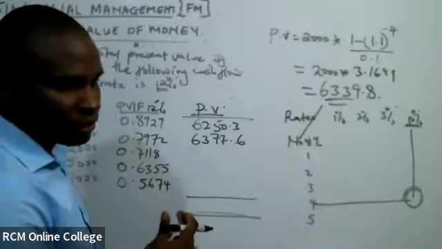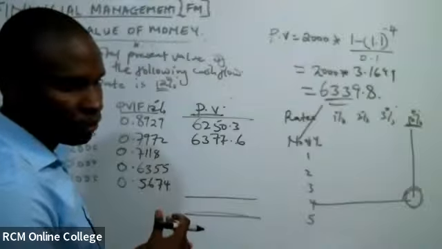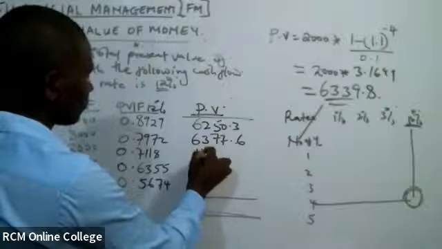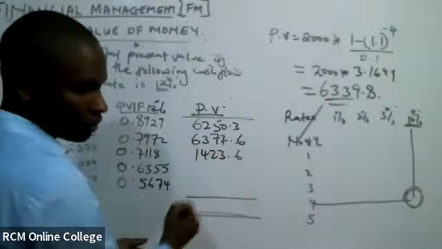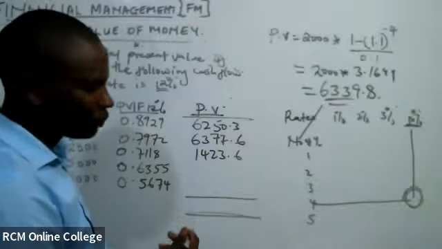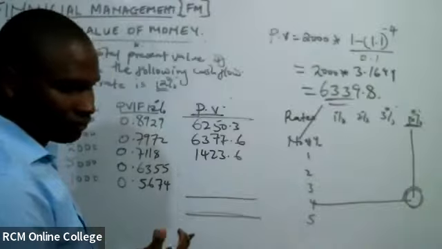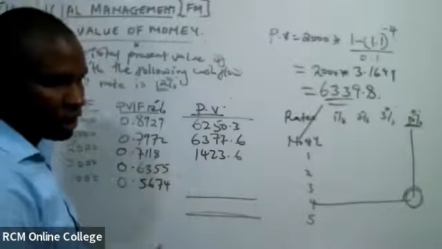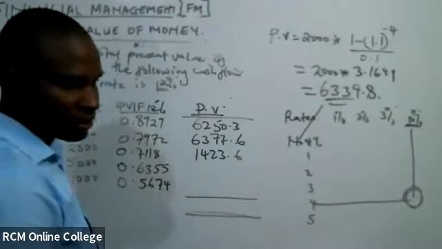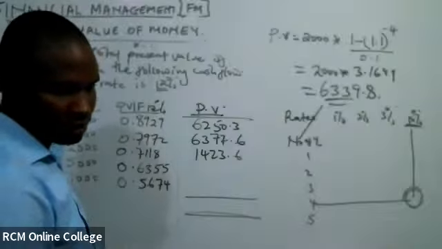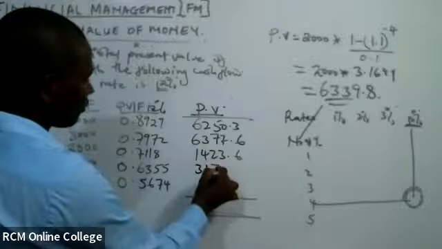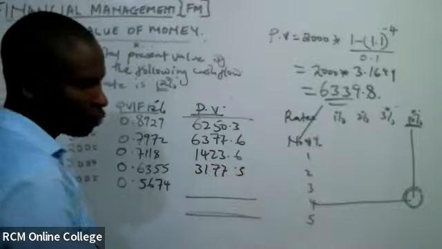Annette, Mary, Omonde, 1423.6. Sheila. We're doing well. Give me the final two. The second last. And the final one. 3177.5. And the last one.